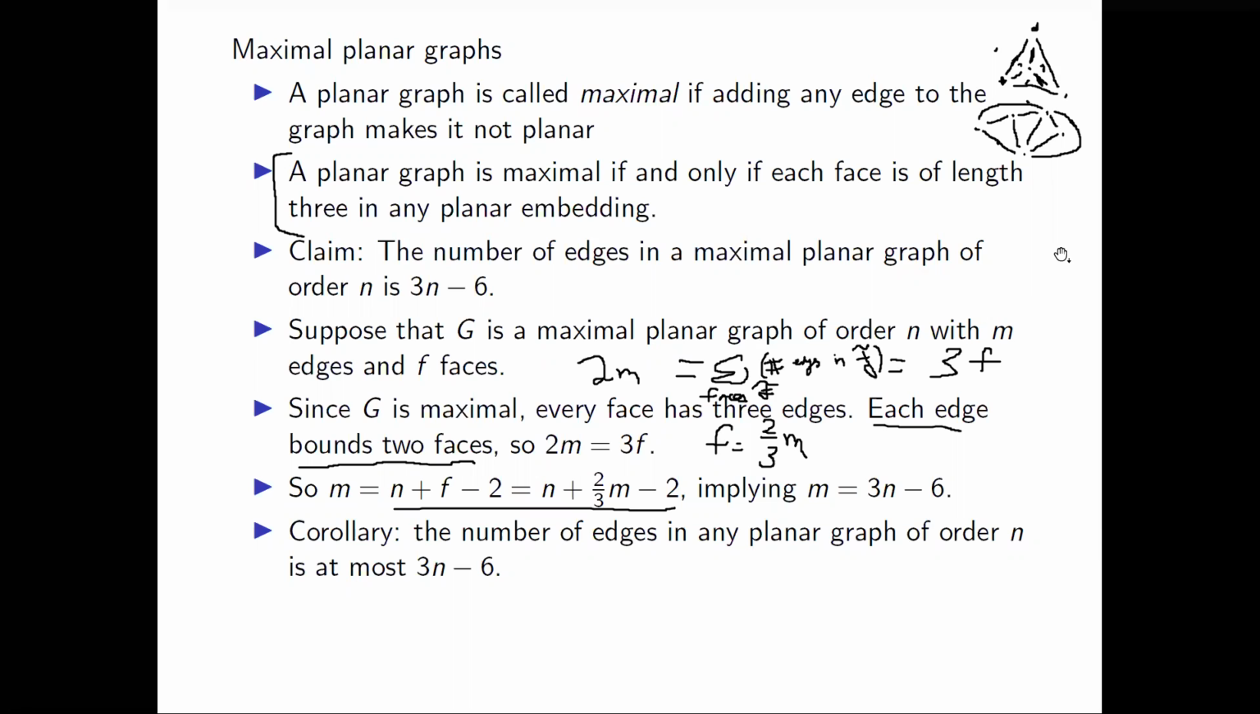As an immediate corollary, we see that any planar graph of order n has at most 3n minus 6 edges. So if you have a planar graph of order n, you can just keep on adding edges until you make it maximal, like I did with this example right here. And we know that the number of edges in the original graph has to be at most the number of edges you get when you turn it maximal. And the number of edges you get when you turn it maximal is going to be 3 times the order minus 6. So that's how you get this corollary immediately.